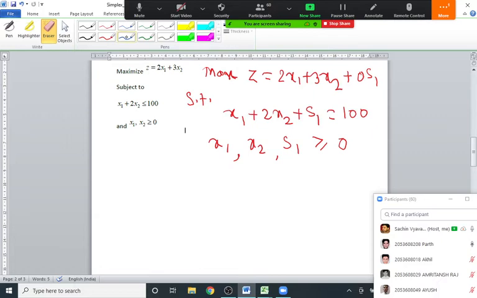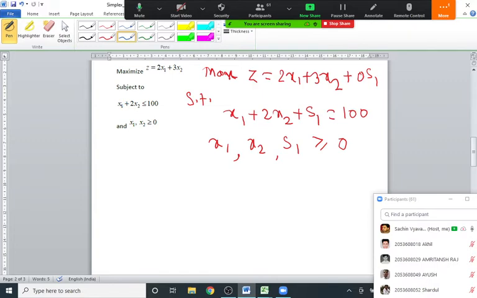Considering the non-negative decision variables, sir, x1, x2 will be greater than or equal to 0, or simply equal to 0? No, greater than or equal to 0. They are not zero. Already you will observe that they are greater than or equal to 0 in the given problem. When we are adding slack, then also it will be greater than or equal to 0, obviously, because x1 and x2 will not change. They are as it is.